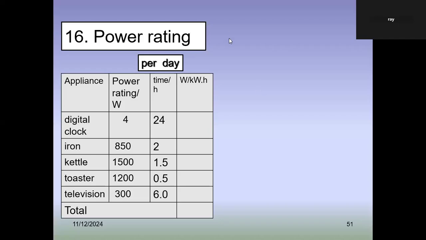I want to ask about the questions. Wait, let us complete this one first. Okay, then we go to the question. Right, this one is power rating for each device, the time, how long you use it for, and then how to calculate the kilowatt hour, the energy.